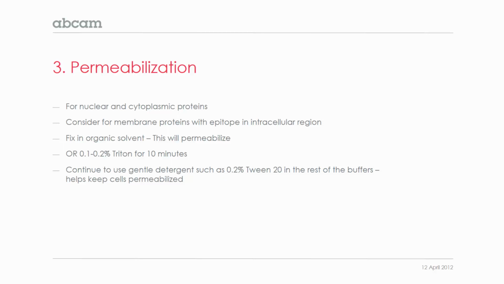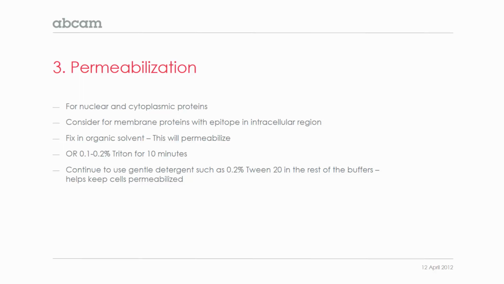There's a couple of methods for permeabilization. You can fix in organic solvent, and this will permeabilize the cells. Or you could use 0.1 to 0.2% Triton detergent for 10 minutes. Triton is quite a strong detergent, so we wouldn't recommend to use it for much longer than 10 minutes. You could then continue to use a gentle detergent like tween in the rest of the buffers, such as the blocking buffer or the antibody dilution buffers, and this will just help keep the cells permeabilized, and when you're washing, it also helps to wash away any excess antibody.